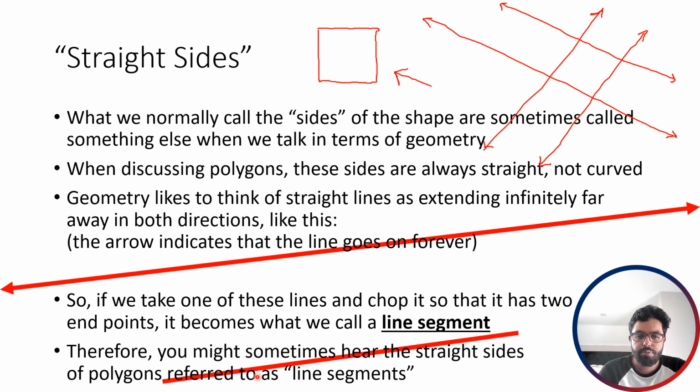So a line segment would be like this second red line here on the screen. It doesn't have arrows on it. It only goes so far, but it has a starting point and an ending point. And it doesn't matter whether this one is the starting point or that one's the starting point, doesn't matter.